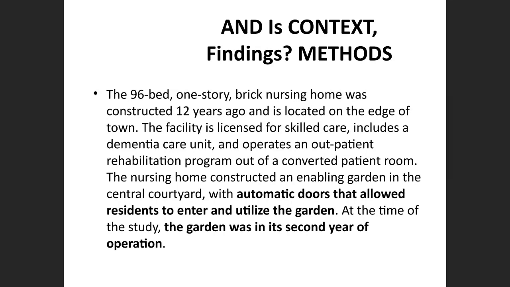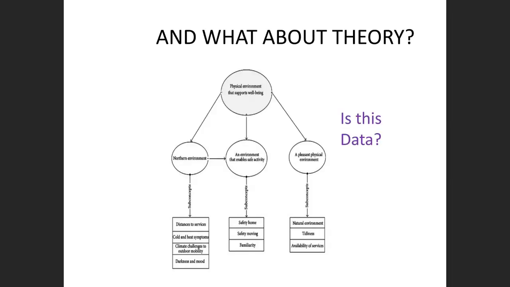And also, when we're interpreting findings, we need to try and place these in context. So, for example, it's very important to the understanding of the extracts that we've already discussed to know that some of this data is collected in a setting where residents were able to enter and use the garden, and that the garden was in its second year of operation. And so this contextual data can be said to be part of the findings, even though it's setting a frame for the phenomenon. It's not actually describing the phenomenon.